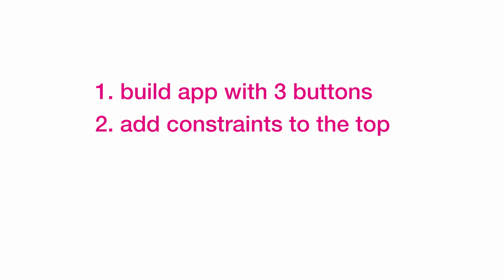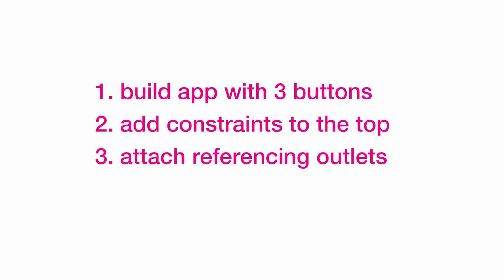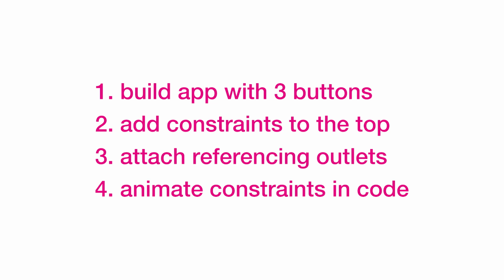So we're going to build an app with 3 buttons, add constraints to the top, attach referencing outlets to those constraints, and then animate them in code when the button is pressed. Ready to get started? Let's go.